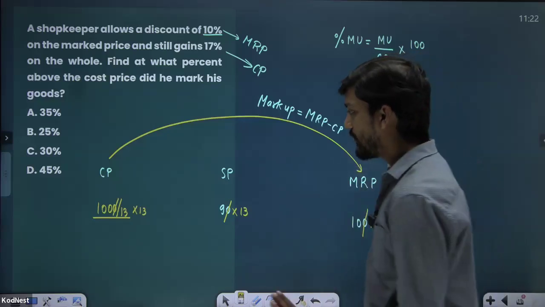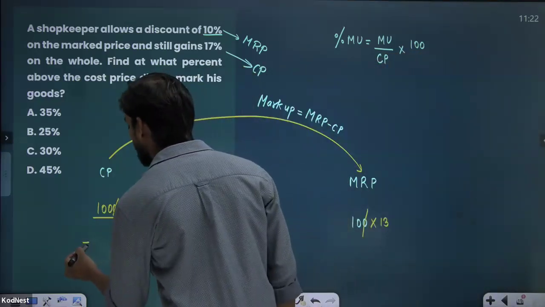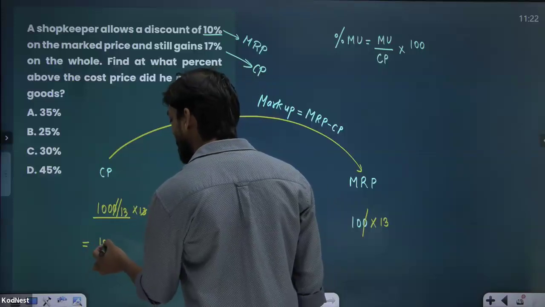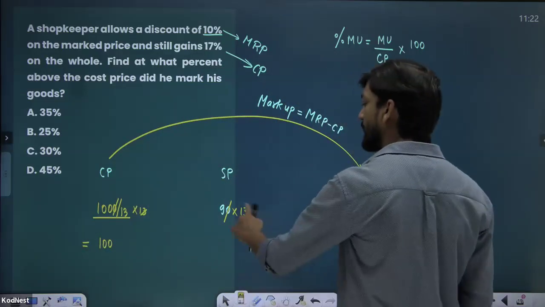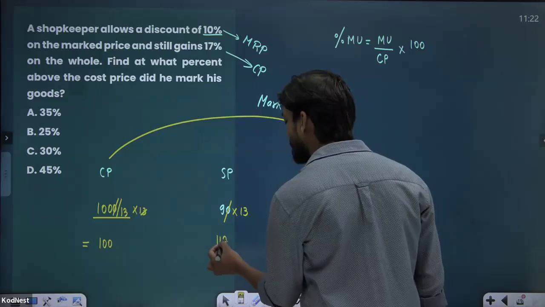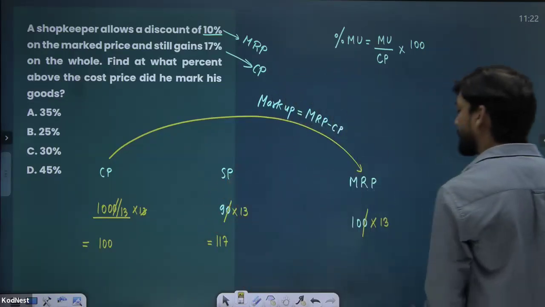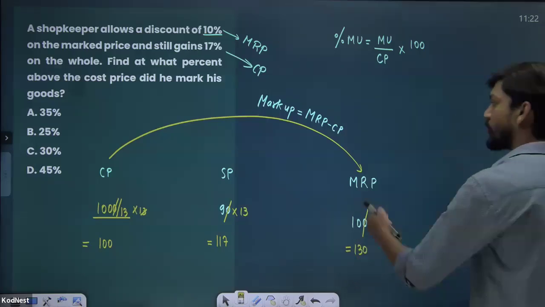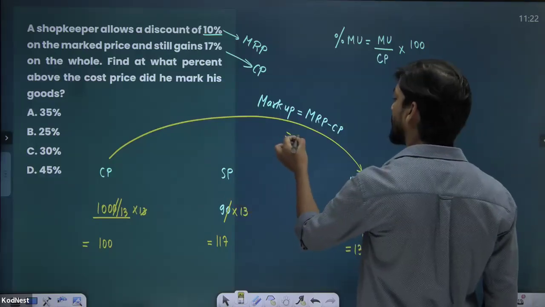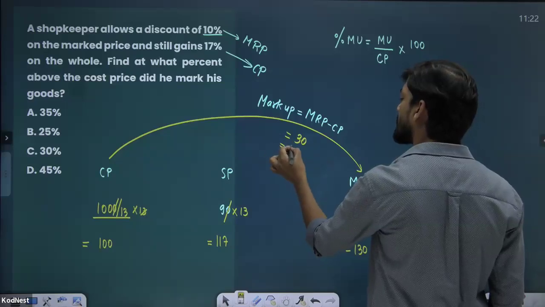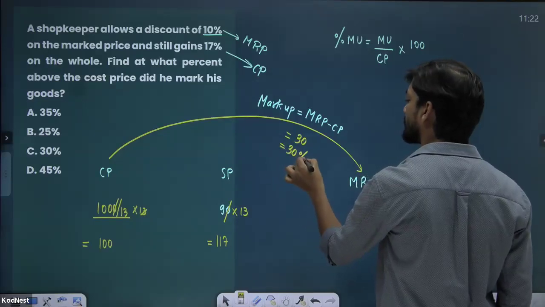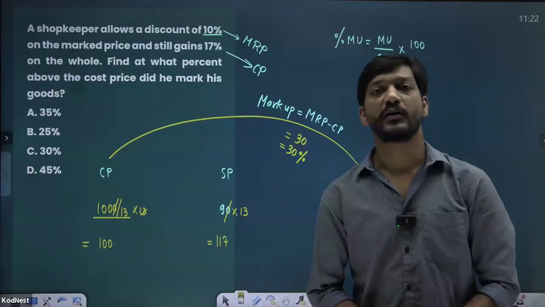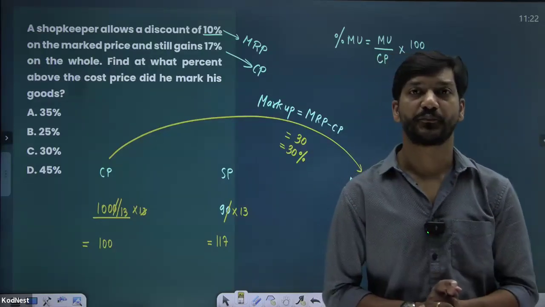Yes. Okay. What happens with this is this will become 13, 13 will cancel. So cost price becomes 100. 13 nines are 117. So selling price becomes 117. And 13 into 10, 130 becomes marked price. So directly the difference becomes 30. And 30 means 30%. Okay. So this way you can modify the values also.